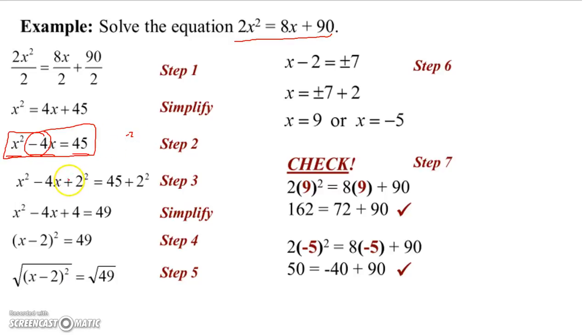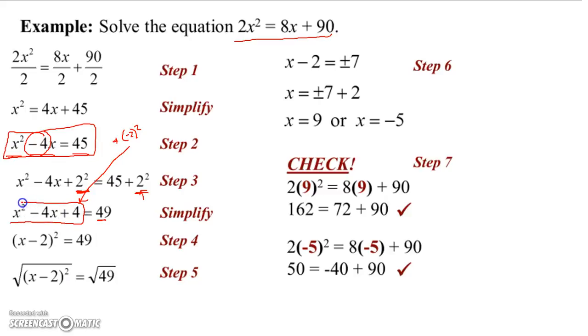but you're going to add this to both sides. What's minus 2 squared? It's the same thing as 4. And you're adding minus 2 squared to this side, which is 4. So it happens to both sides. You end up with x squared minus 4x plus 4 equals 49. And this is the whole point.